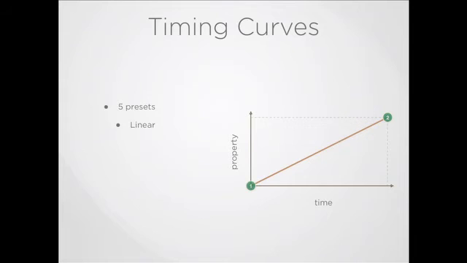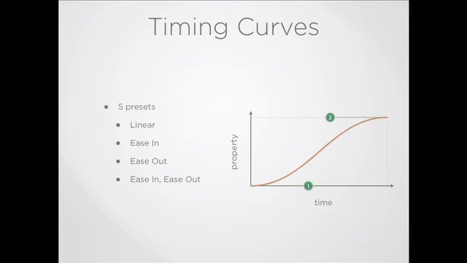One is linear, so you have a property that just has a constant velocity over time. Then there's ease in, which starts out slow, but then it accelerates. And there's ease out, which starts out fast, but then it decelerates towards the end and just eases into position. And then there's ease in, ease out, which is like the slow in, slow out Disney principle, where you start out slow, then you accelerate through the middle, and then you decelerate at the end.